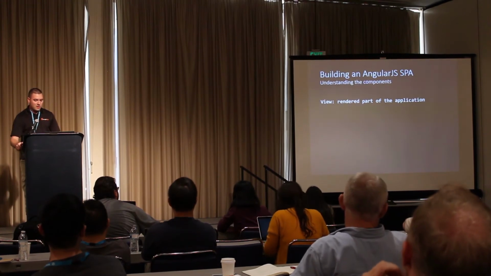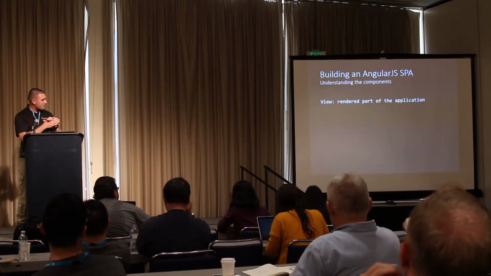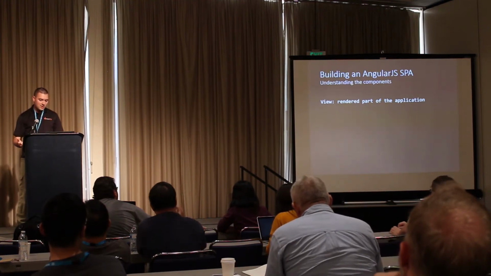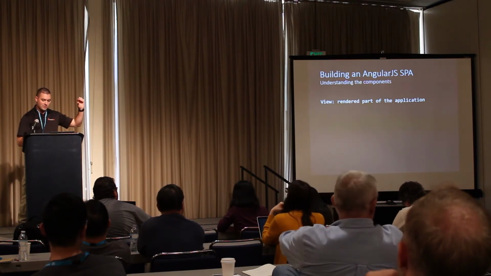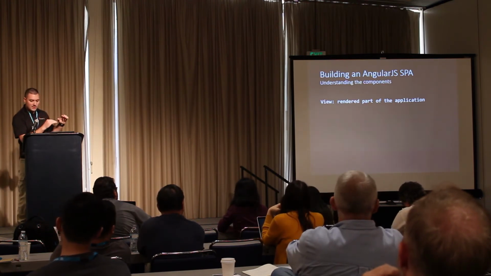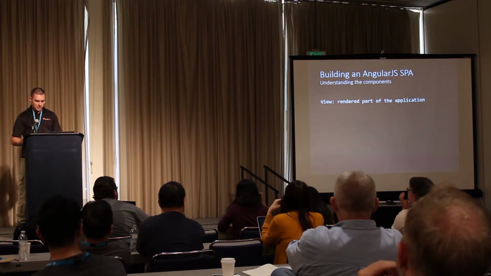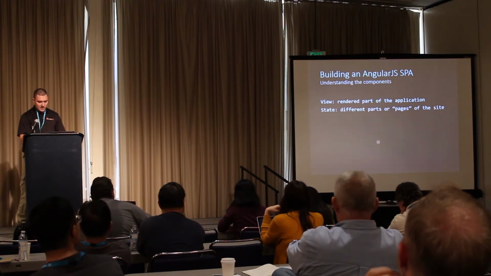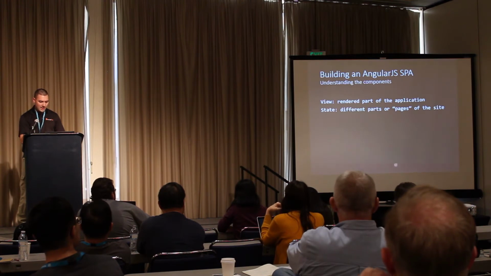So let's talk about the different components of AngularJS. I've already talked about a few of them, but now I'm going to tell you a little bit more about each. So we have a view. This is a rendered part of the application, such as the header. We already talked about how there's a specified place for the header, a specified place for the content, a specified place for the footer. Those are each going to be what we call views. Views will belong to a state. This is a different part or page of the application.